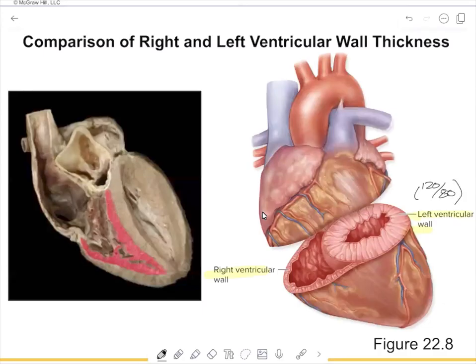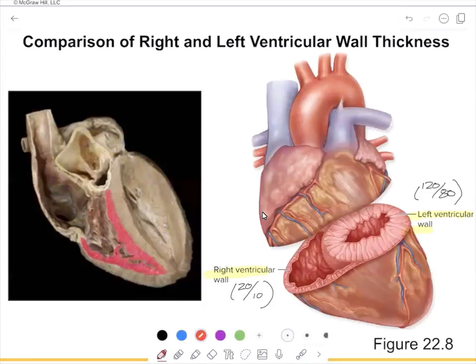Then it starts to decrease further away from the heart, whereas the pressure in the right side of the heart, the right ventricle, is only 20 over 10. Because it makes sense if we think about its purpose. It only has to pump blood out the right ventricle to the pulmonary trunk, pulmonary arteries, and then to the lungs. On the left side here, I want you to be able to identify the different chambers.